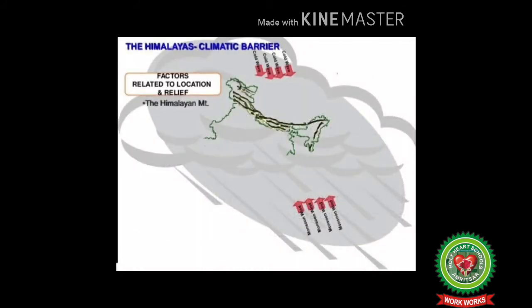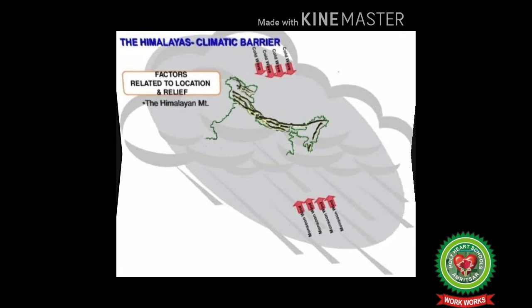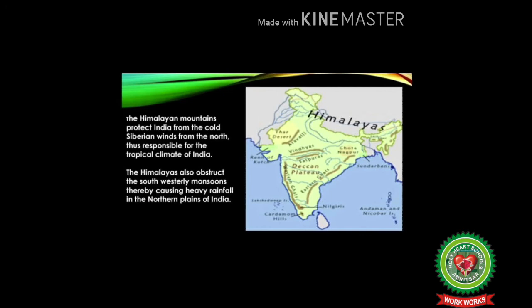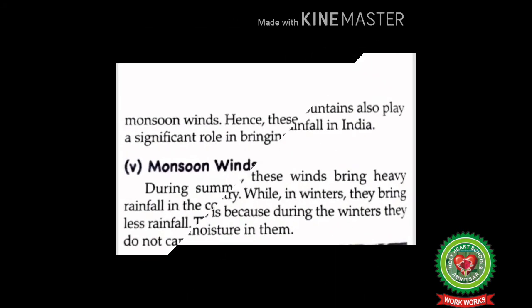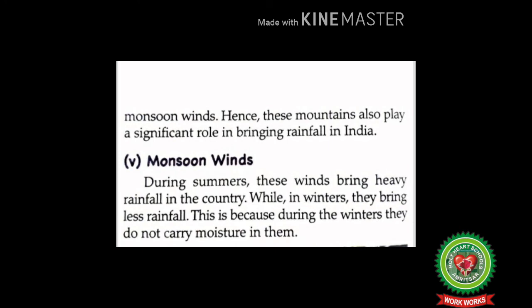Let's understand through the diagram. The Himalayas act as the climatic barrier. The mountain range prevents the cold winds blowing from Central Asia from entering India in winter, thus protecting the country from very severe winters. They also intercept the southwest monsoon winds, compelling them to shed their moisture in the northeast and along the Gangetic Plain. Intercept means to stop.